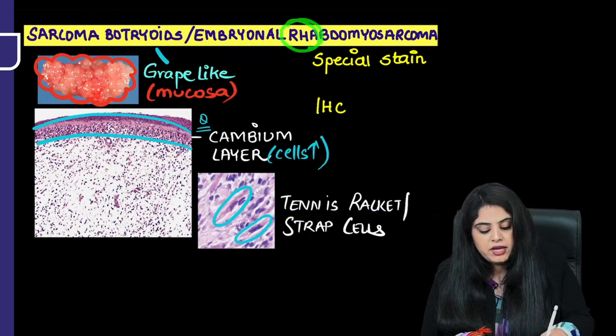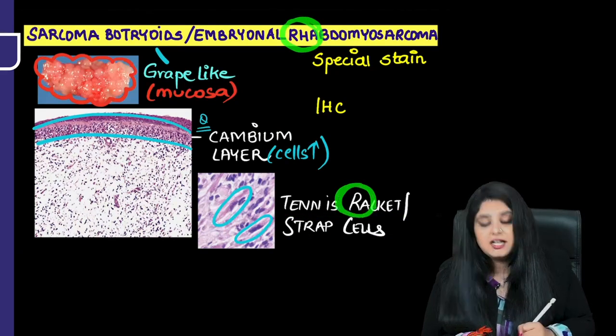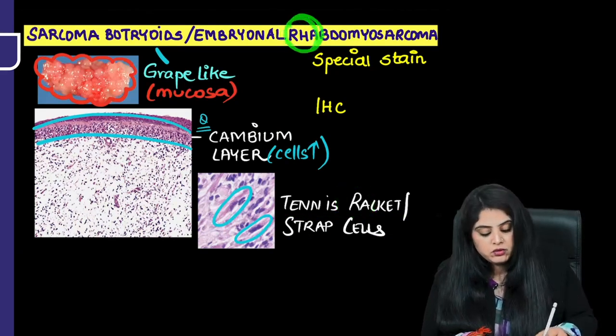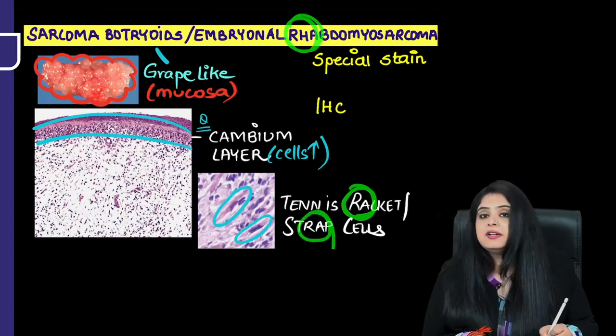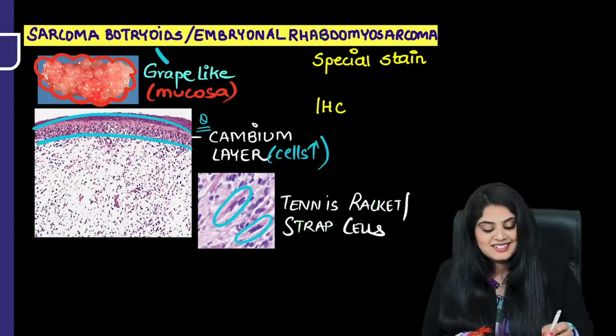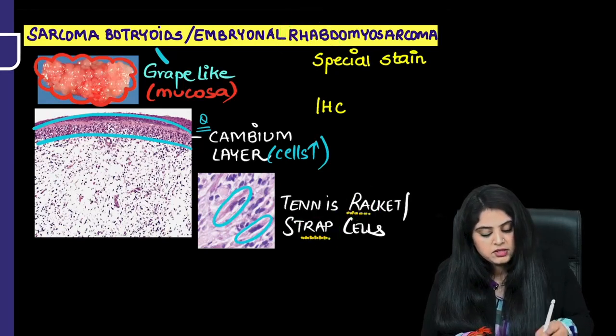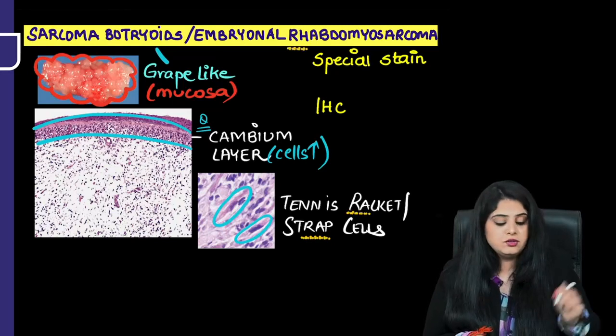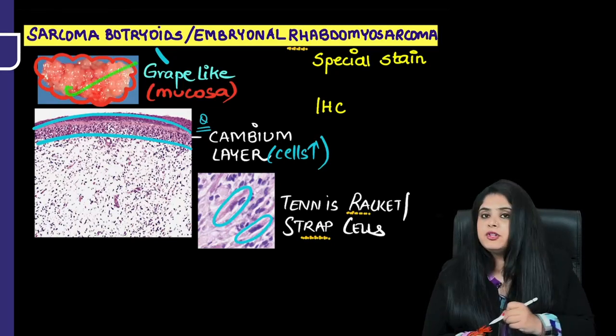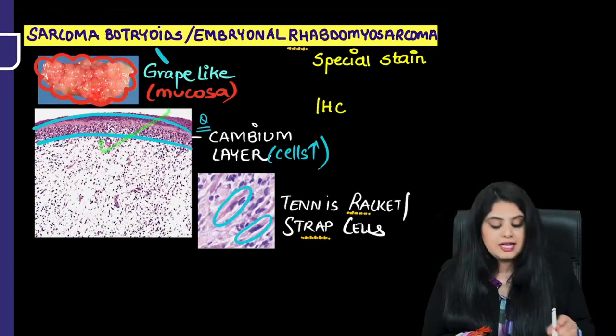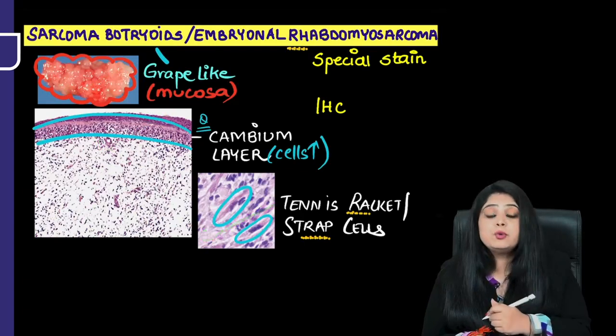So remember, rhabdomyosarcoma shows you racket cells. They will ask you this. Rhabdomyosarcoma shows you racket and rap. Rap, जैसे याद करना, ठीक है? So rhabdomyosarcoma shows you rap, that is strap cells, shows you racket cells. That is very important for you to know. But still you say, fine ma'am, I saw the sarcoma botryoides, I saw the cambium layer, I saw the strap cells, but I still want you to confirm it.